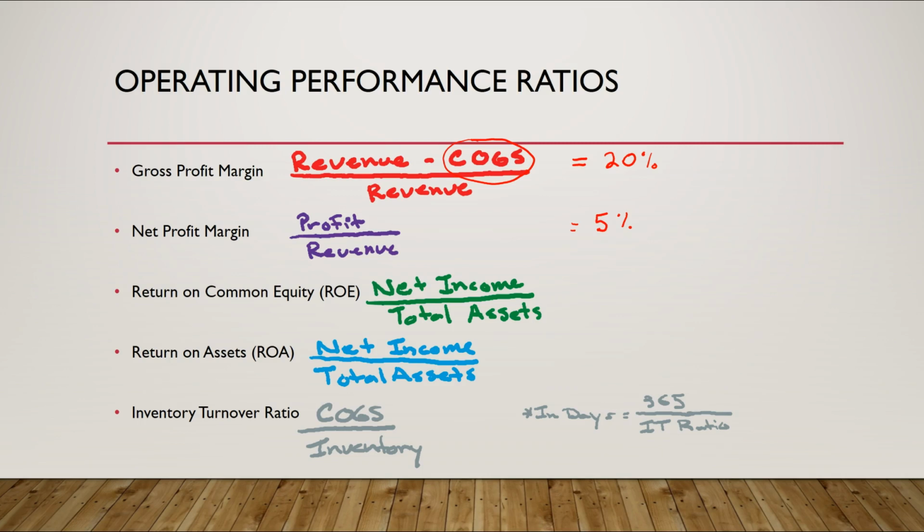Now, a quick thing we should say about all these different ratios is that they are all based on accounting numbers. Accounting numbers can sometimes be skewed depending on how companies are accounting for some of their cash flows, etc., within their firm.